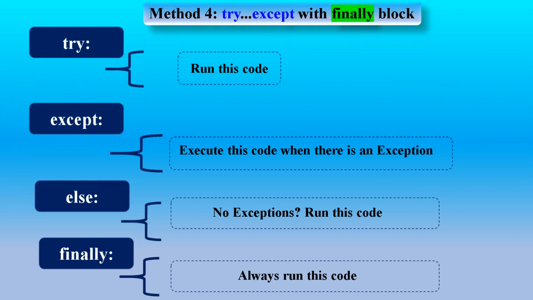In this structure, try except with finally block, the code within the try block runs, the except block executes if there's an exception, the else block runs if no exception occurs, and the finally block always executes.